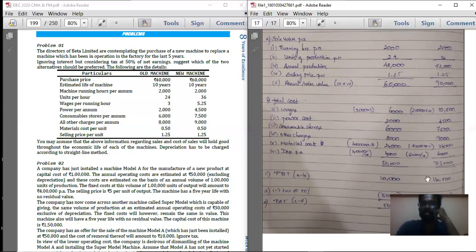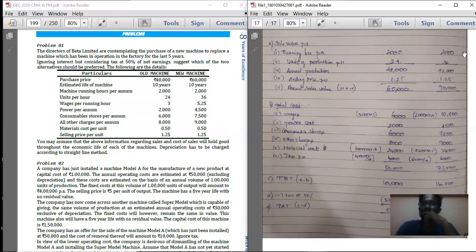For the new machine within bracket, how many units are produced? 72,000. So material cost per unit is 0.5. So within bracket 72,000 into 0.5, you are getting 36,000. In respect of new machine, material cost is 36,000. Okay. Now below that, small Roman number 6.